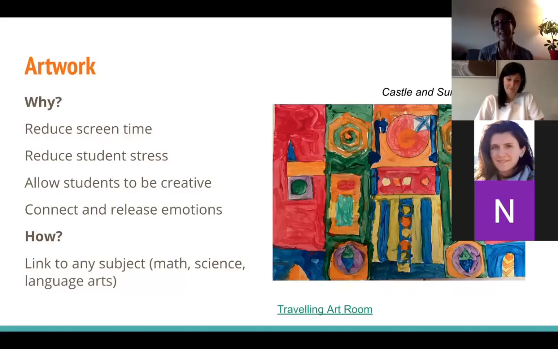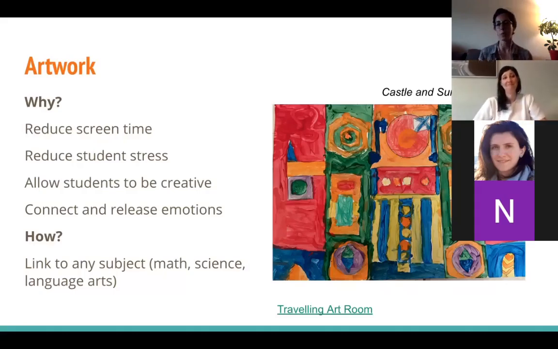The first one being artwork. And I was listening to someone speak about artful thinking last night, and it sort of sparked something that no matter what grade you're in, especially as you get older, and the conversations you have and the learning you do becomes more abstract, it's really nice to be able to come down and do some artwork.